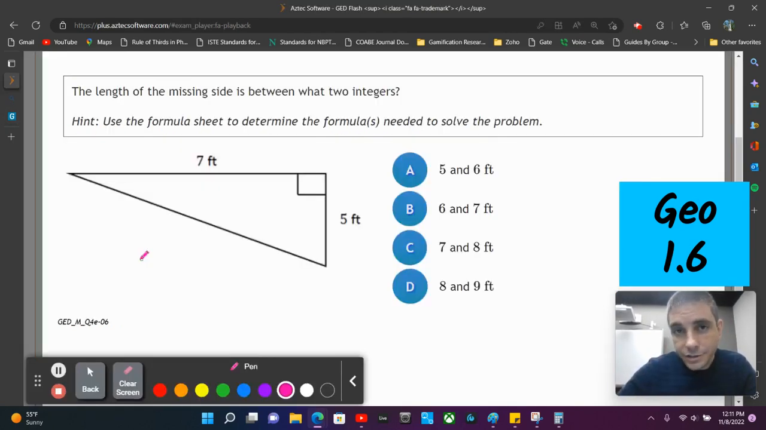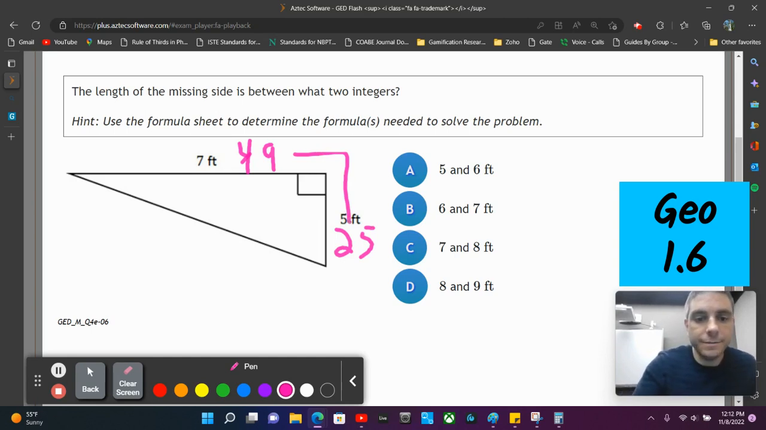First, we're going to take each of those side lengths and square them. 7 times 7 is 49. 5 times 5 is 25. Second step, since we're locating the third and longest side, we are going to be doing 49 plus 25, which comes out to be 74.